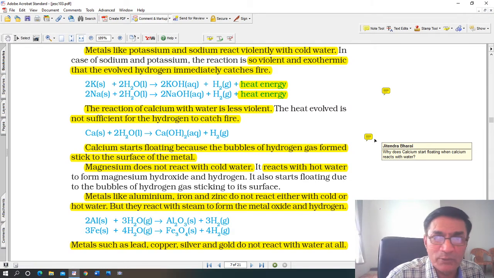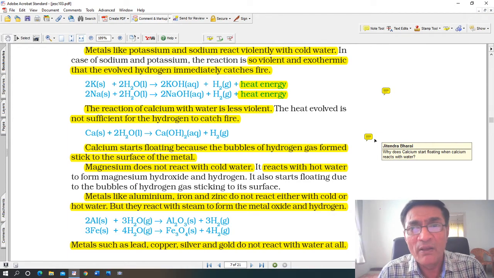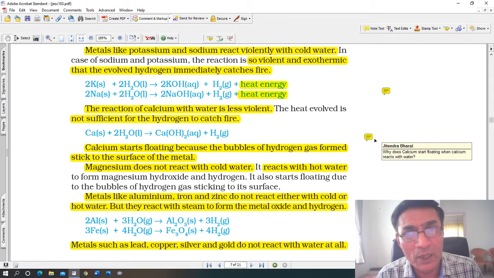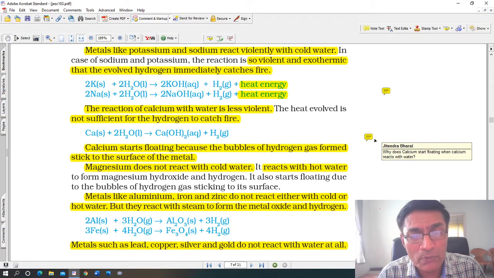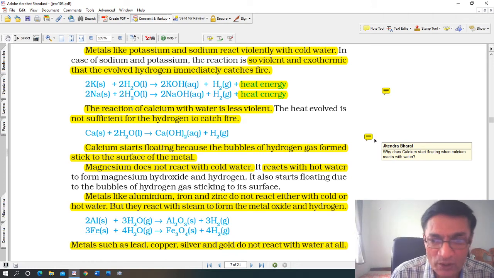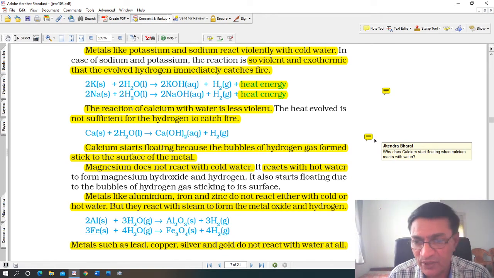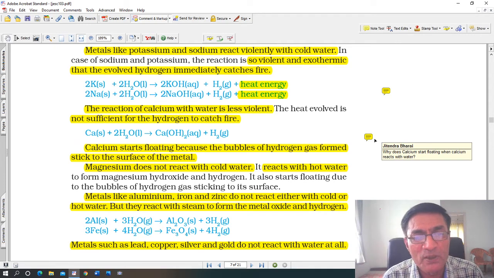So the question is, why does calcium start floating when calcium reacts with water? Because it is exothermic, it produces hydrogen gas, but the heat produced is not sufficient to burn hydrogen, and the hydrogen bubbles pull calcium particles along with them, and therefore calcium begins to float. Magnesium does not react with cold water, it reacts with hot water to form magnesium hydroxide and hydrogen gas. It also starts floating due to the bubbles of hydrogen gas sticking to its surface.